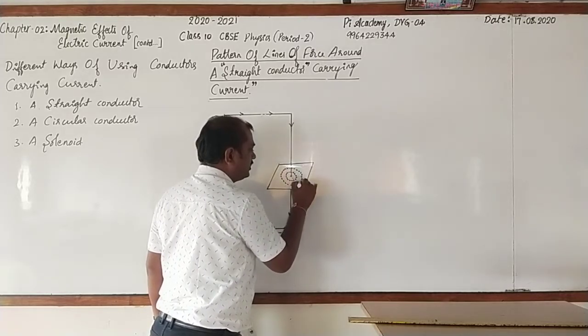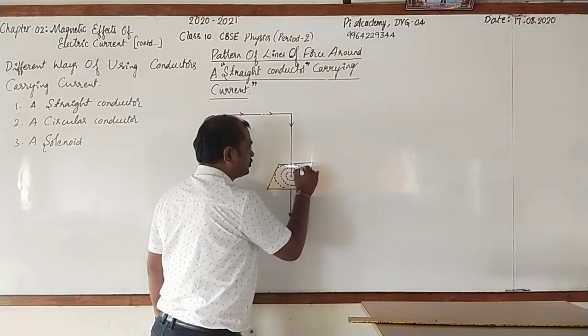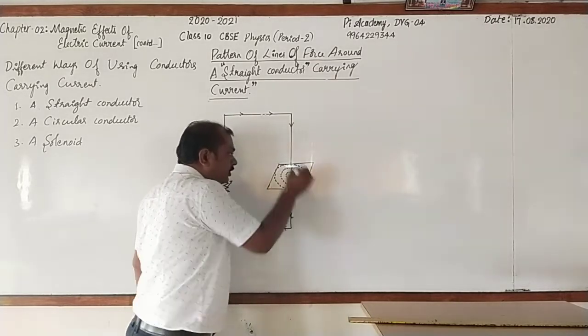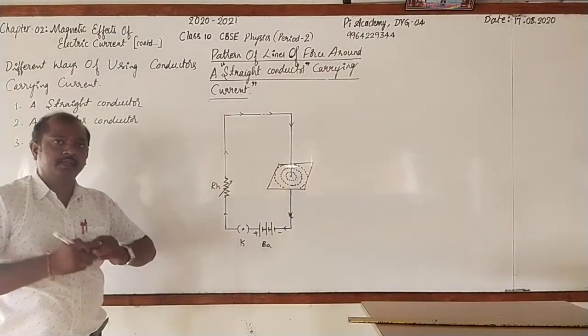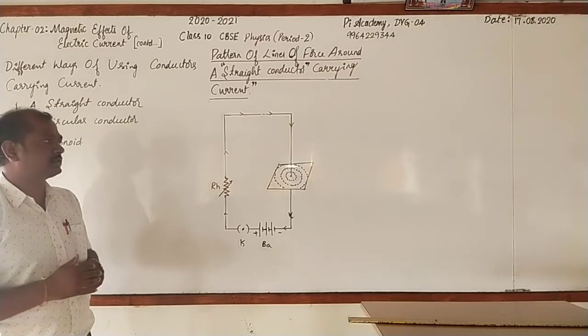So these are the iron filings. No doubt they will arrange in this way only. Now could you tell, this arrangement of iron filings will indicate the pattern of lines of force. What is the pattern of lines of force?